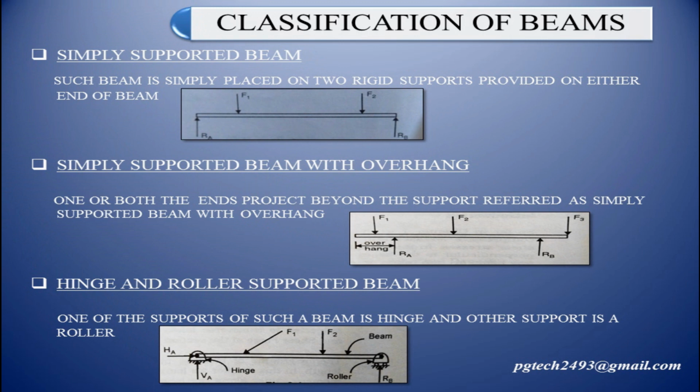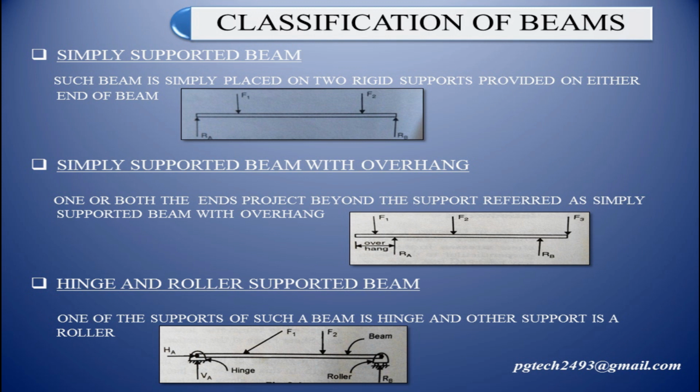Classification of beams. Beams are classified on the basis of their supports. Simply supported beam. A beam is simply placed on two rigid supports provided on either end of the beam. A simple support prevents linear movement in only one direction. Each simple support offers one vertical force reaction, RA and RB.